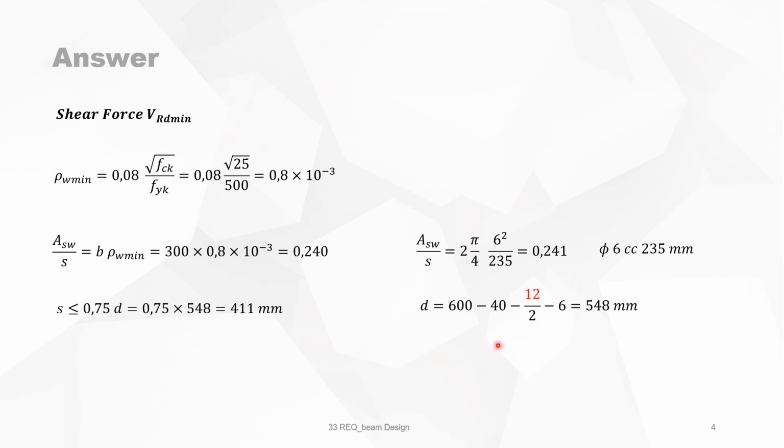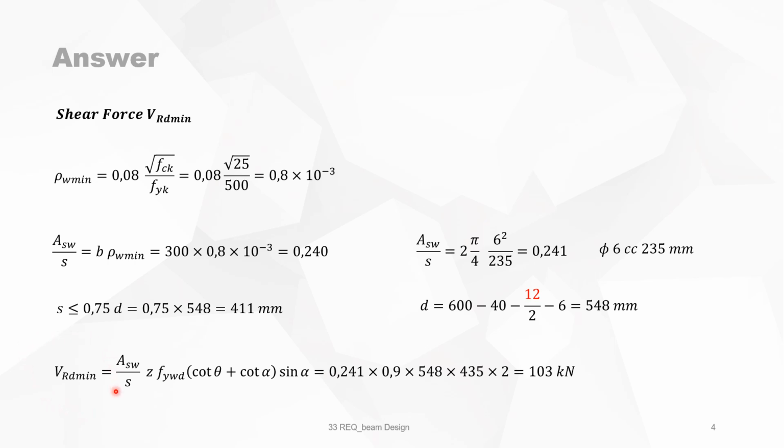D, what we have used here, is 600 minus 40 minus the stirrup diameter, and we assume that the maximum diameter of the longitudinal reinforcement is diameter 12. Why don't we take 16, for instance? Well, this is a capacity of the beam that we have to calculate for a minimum reinforcement, so we do not expect very large reinforcement. But if 12 was not okay, then we have to redo the calculation.